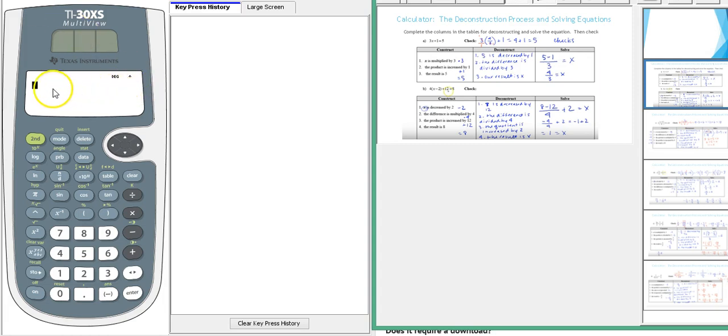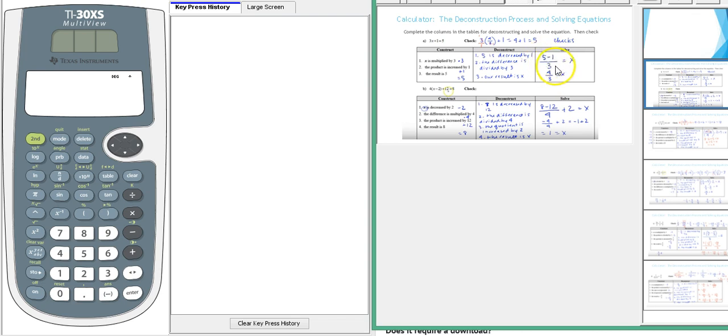In this video, we're going to learn how to use the calculator to evaluate some of the expressions that we found when we were solving equations. This was when we did the deconstruction process in solving equations. We're going to see how we can evaluate these expressions in the solve section, and then we're going to see how we can use the calculator to check our results.